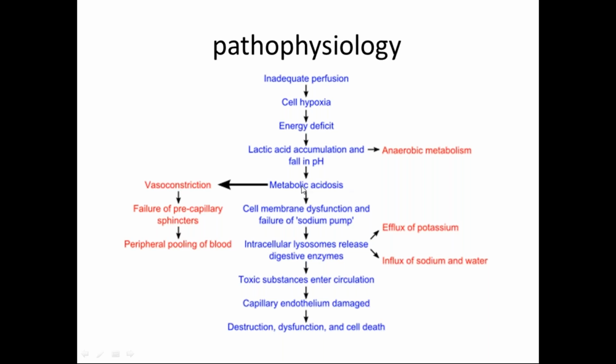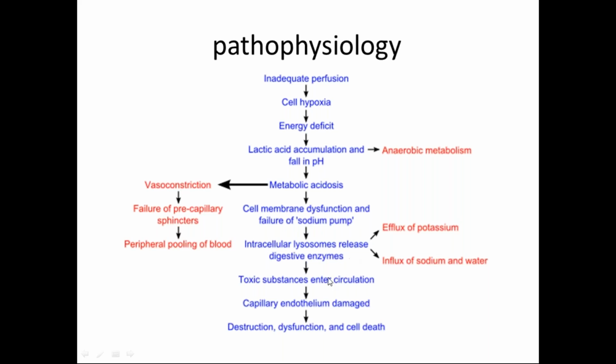What will happen because of metabolic acidosis? Because of metabolic acidosis, there will be vasoconstriction. If there is vasoconstriction, there will be failure of precapillary sphincters, which will lead to peripheral pooling of blood. Okay, fine. After metabolic acidosis, what will happen? There will be membrane disruption and failure of the sodium pump. What will happen if there is a failure of the sodium pump?